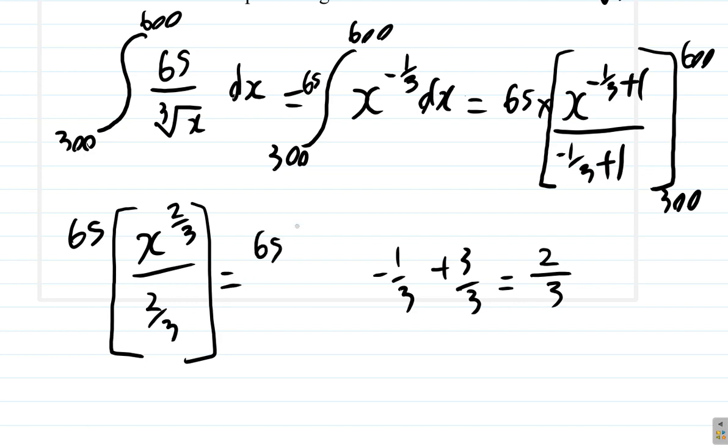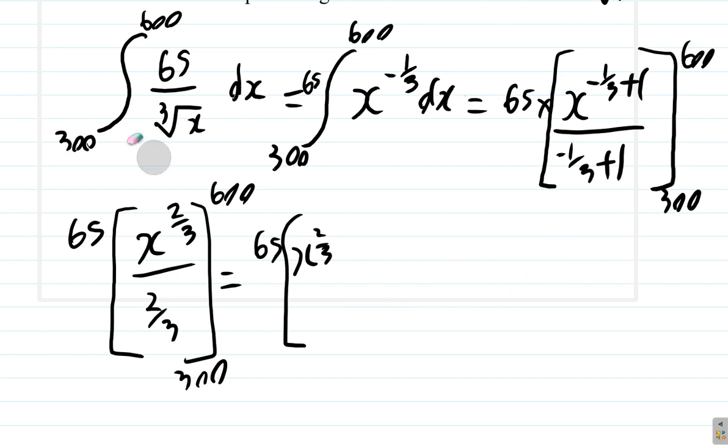This would be the same as x to the 2/3, from 300 to 600, multiplied by 3 over 2. Remember your fractions, you divide by 2/3 is the same as multiplying by 3 over 2. I could consider this now as going from 300 to 600.